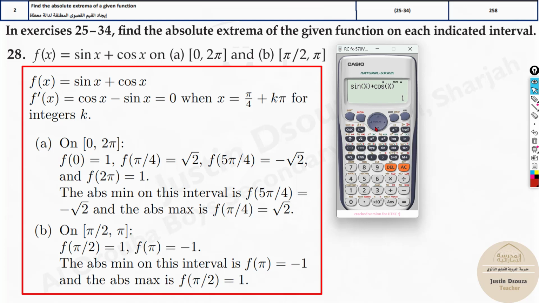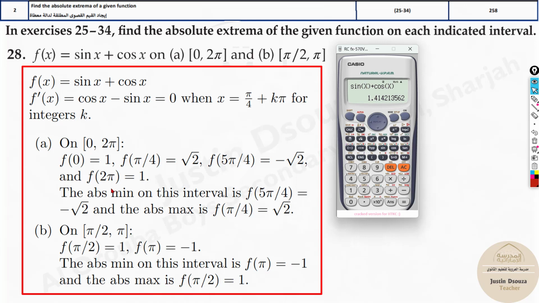At 0, you'll get the answer 1. Now calculate it at 2 pi, you'll get the correct answer. It's 1 again. So you can see f of 0 was 1, f of 2 pi was 1. What about pi by 4? Calculate pi by 4. Just press shift and this symbol pi divided by 4. The answer is root 2 or 1.41. So this is how we solve it.